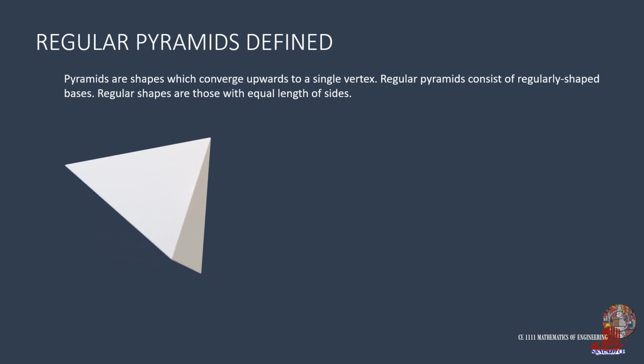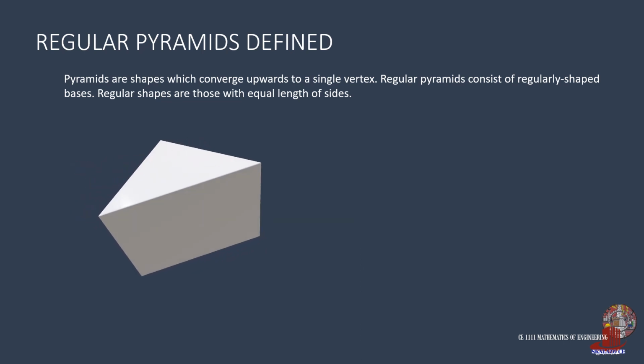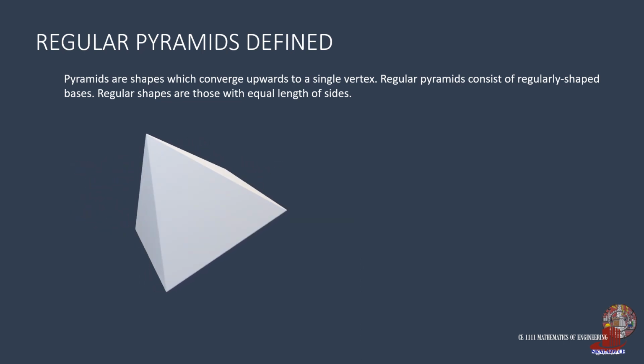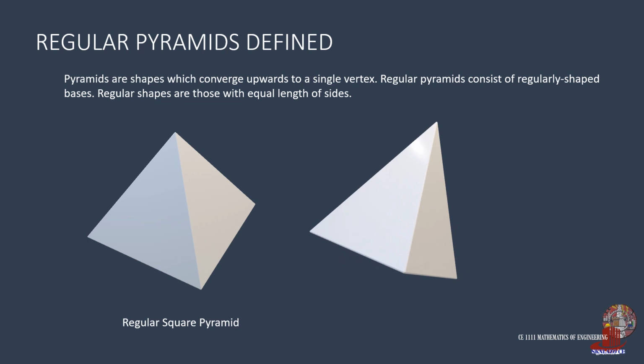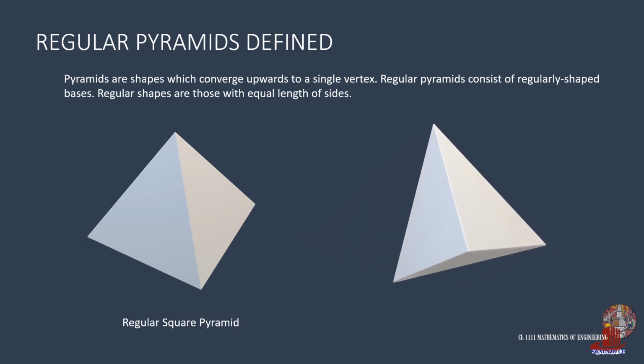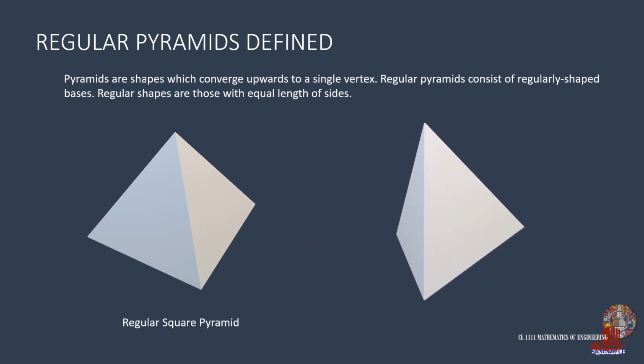By regular polygon, we mean all sides are equal. Examples of regular pyramids are the regular square pyramid, which means the base is a square. The second figure is a regular triangular pyramid, which has a triangular base.